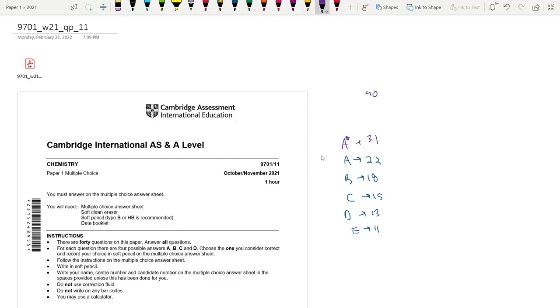So by the way, there are a few changes to the paper from next year. The duration won't be 1 hour anymore. You'll now have 1 hour 15 minutes. Okay, this applies for bio and chem both. Physics always had 1 hour 15, but now Cambridge just wants consistency. You're gonna have 1 hour 15 minutes for chemistry and bio both.